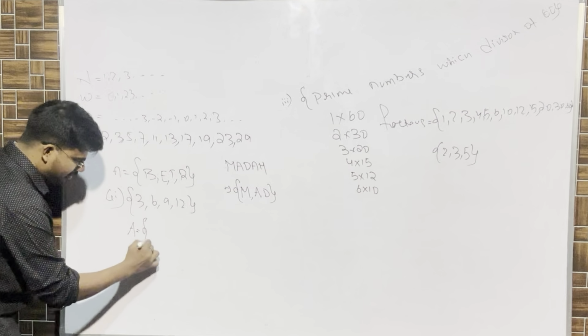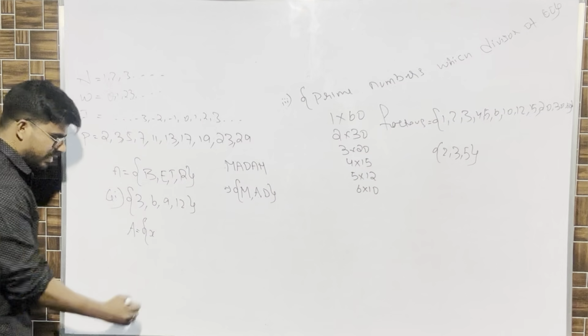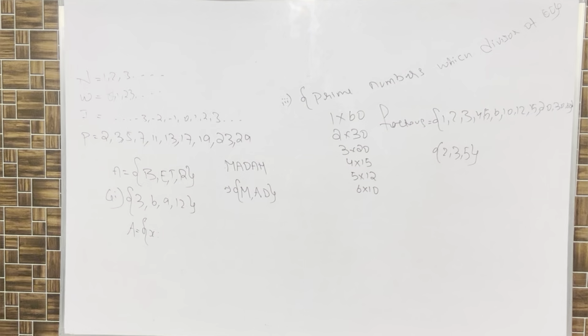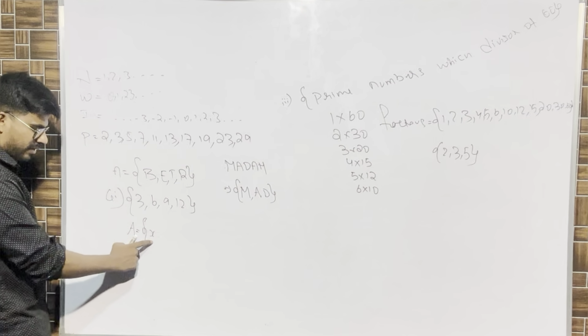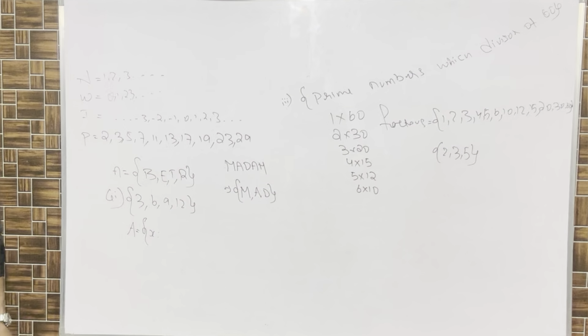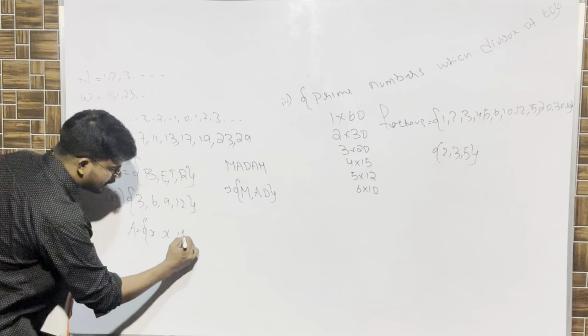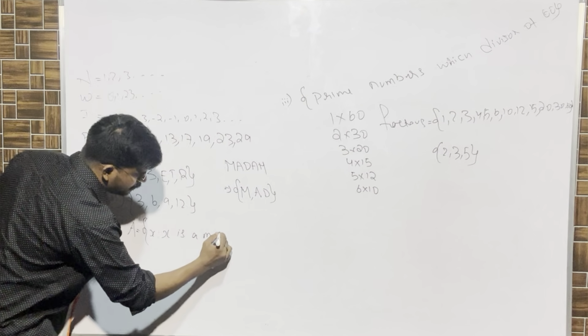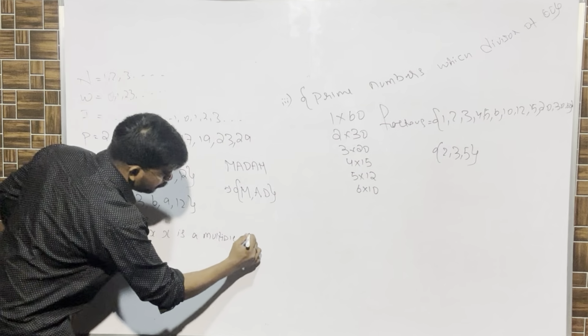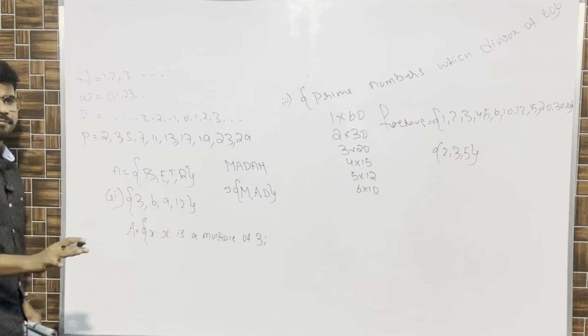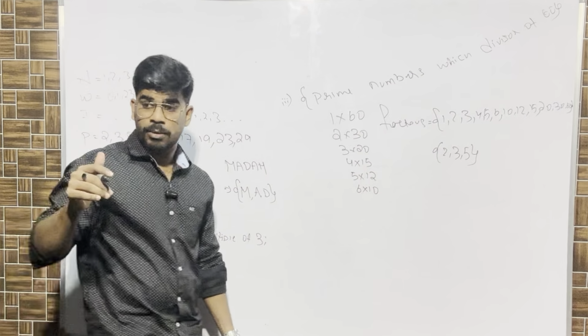A is a set wherein x is a variable such that, these two dots are 'such that'. A is a set wherein x is a variable such that what is x? x is a multiple of 3. Very good. Multiple of 3, till here your half work is over. What did I tell about multiples?